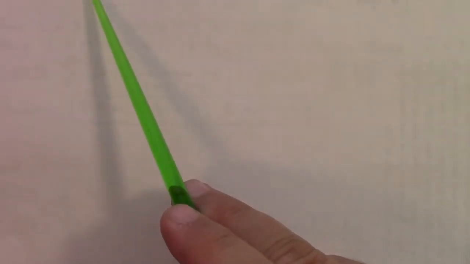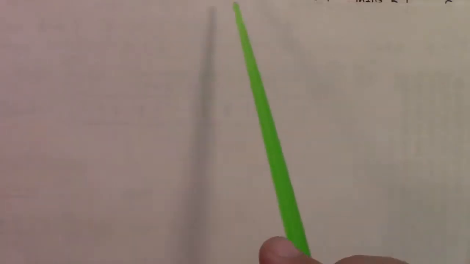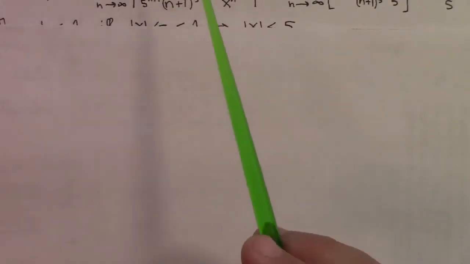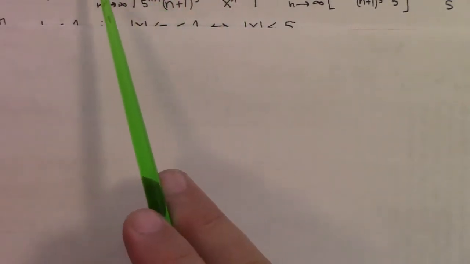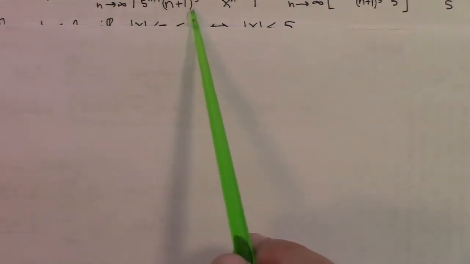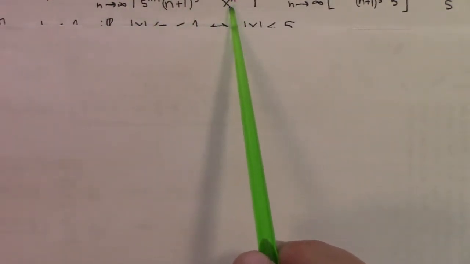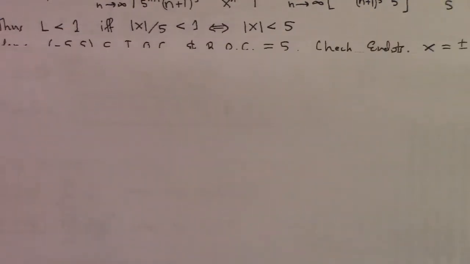x^n over 5^n times n^5. That's kind of symmetrical, isn't it? Find the interval and radius of convergence. So you know what we're going to do? The ratio test. So we do the ratio test here: n plus 1, 5^(n+1), (n+1)^5, times the reciprocal with n, x^n over n^5 times 5^n. And you do your algebra, and out pops the absolute value of x over 5 in the limit.